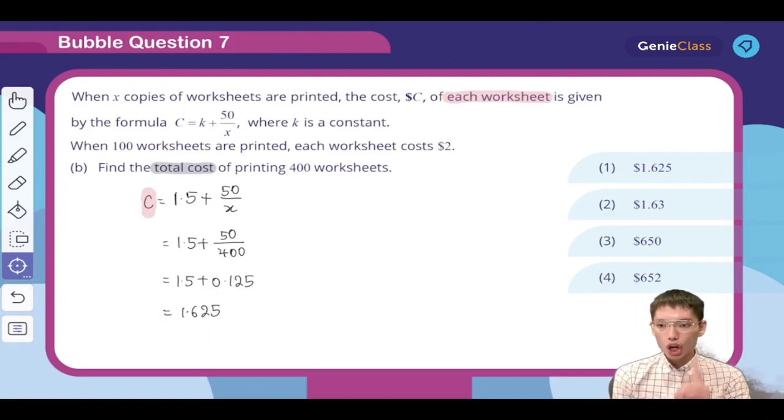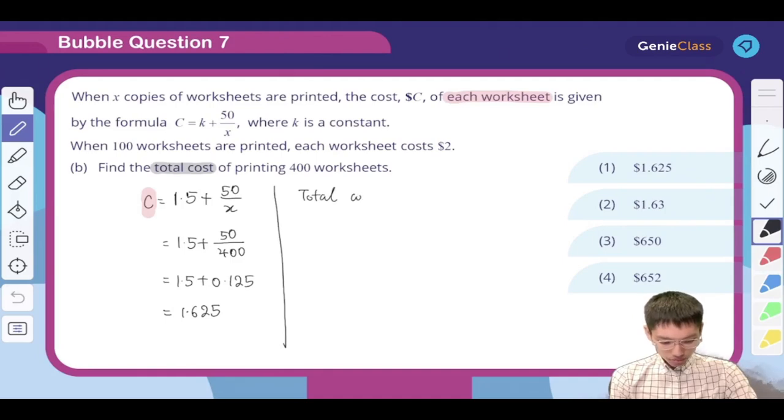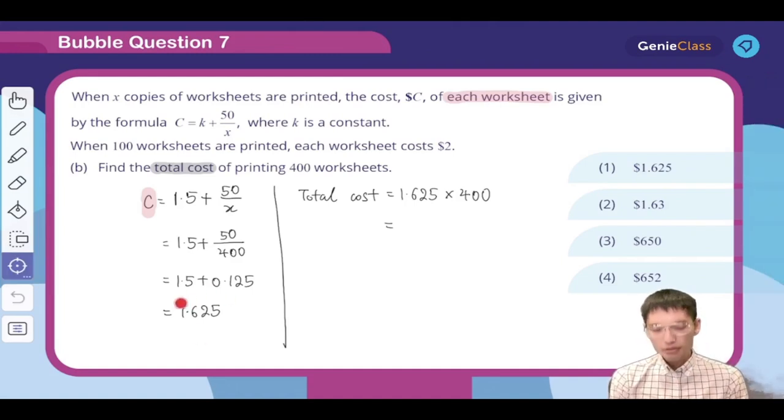Unless I'm asking for the cost of each worksheet if 400 worksheets are printed, then option number 2 will be correct. But over here, I'm looking at the total cost. This is still part of the process. So what happens? I am going to take the total cost of 1.625. From here, I multiply by 400. And for those who took 1.63 multiplied by 400, it's not correct because you rounded it up first. This reduces the accuracy, just like in previous questions.